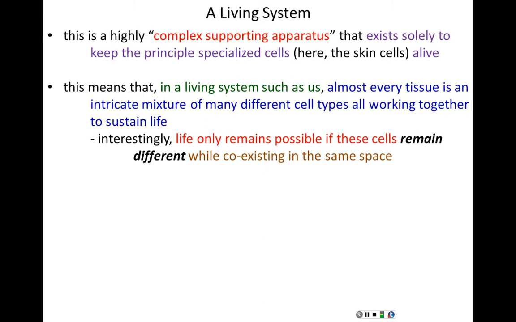So interestingly, life only remains possible if these cells and these tissue types remain different while coexisting in the same place. We need the actual lung cells to keep being lung cells, but we need the endothelial cells to keep their identity. We need the macrophages to keep their identity. We need the neurons to keep their identity. Life, the way that we live it on this planet with this physiology, is only possible if cells can coexist in the same place while keeping their independent identities, their independent responsibilities.